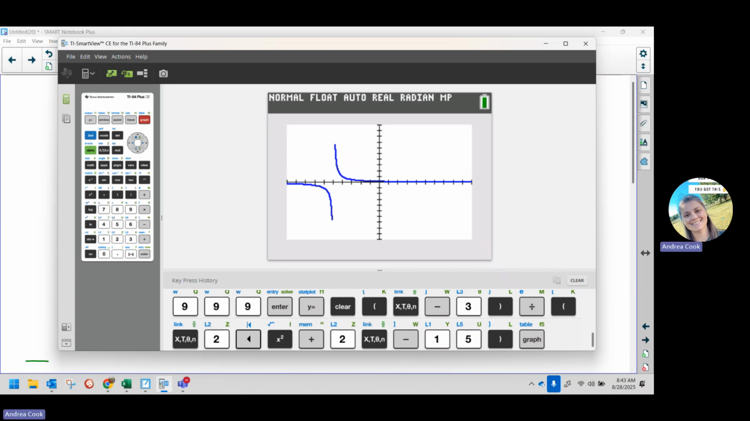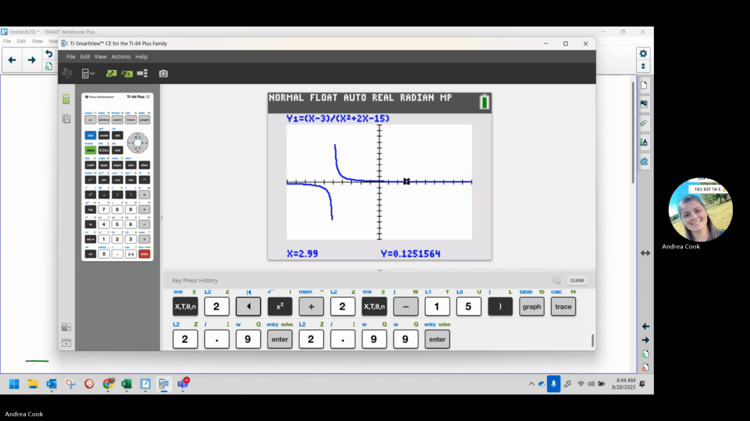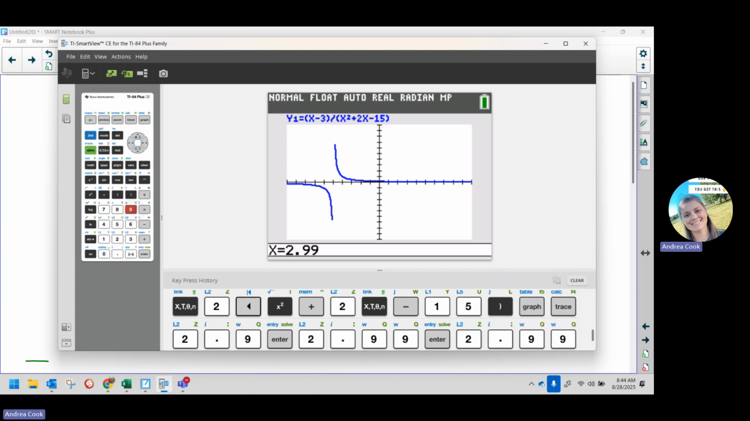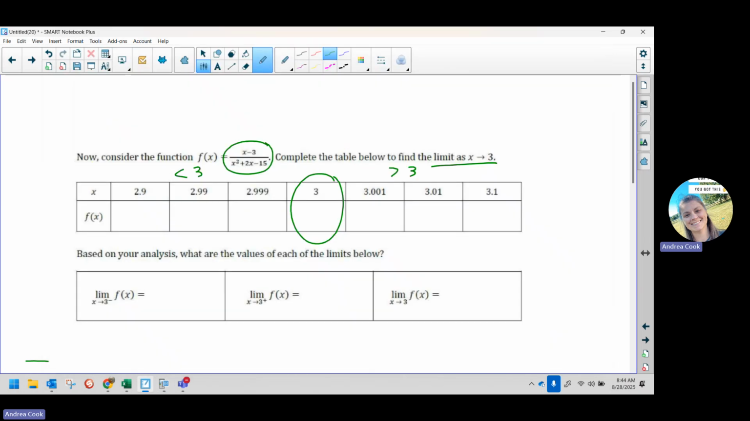All right, so I think the easiest way to fill in the table is using my trace feature. So I'm just going to hit trace and I'm going to type in 2.9 because that's the first value. And it gives me that decimal. And then I'm going to type in 2.99. Hit enter. 2.999. And I'm going to type in 3. It gives me a blank. What does a blank mean? Undefined. So I'll start filling in the table here.